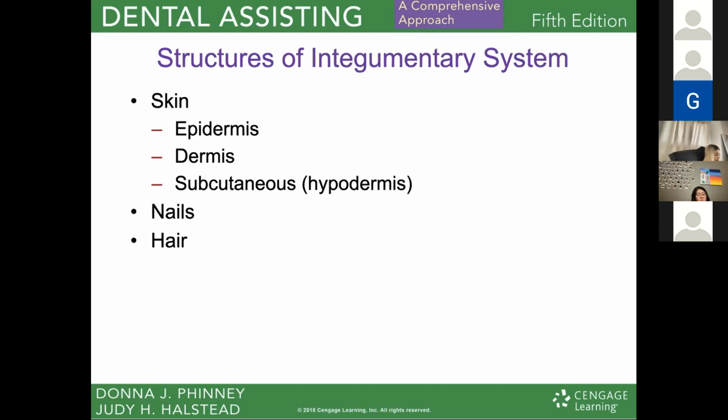So the structures of the integumentary system are the skin, which includes the epidermis, the dermis, and the subcutaneous or the hypodermis. So the epidermis is the outer layer of our skin, the dermis is the inside layer of our skin, and the subcutaneous or hypodermis is the very lower levels of the skin right before we get to the muscle. Okay, we're also talking about nails and hair. Those are all part of the integumentary system.